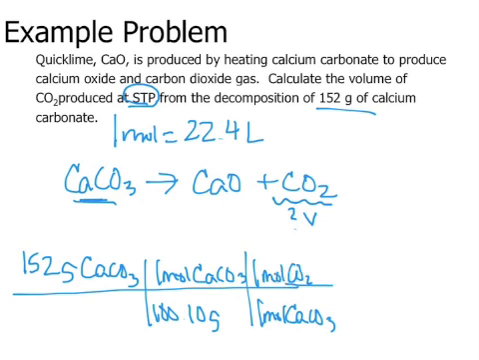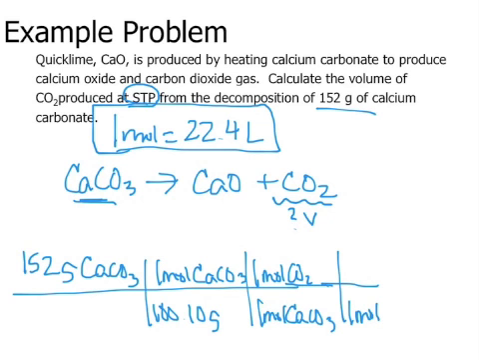And then my last step, I can use my molar volume conversion. Now, if this was not at standard temperature and pressure, I would have to stop here, and then I would have to take it into a PV=nRT problem. But because we are at STP, I can do this, like I said, in one step. So 1 mole of gas equals 22.4 liters of gas. So I go through and do my whole calculation, and I end up with 34.0 liters of CO2 gas produced.